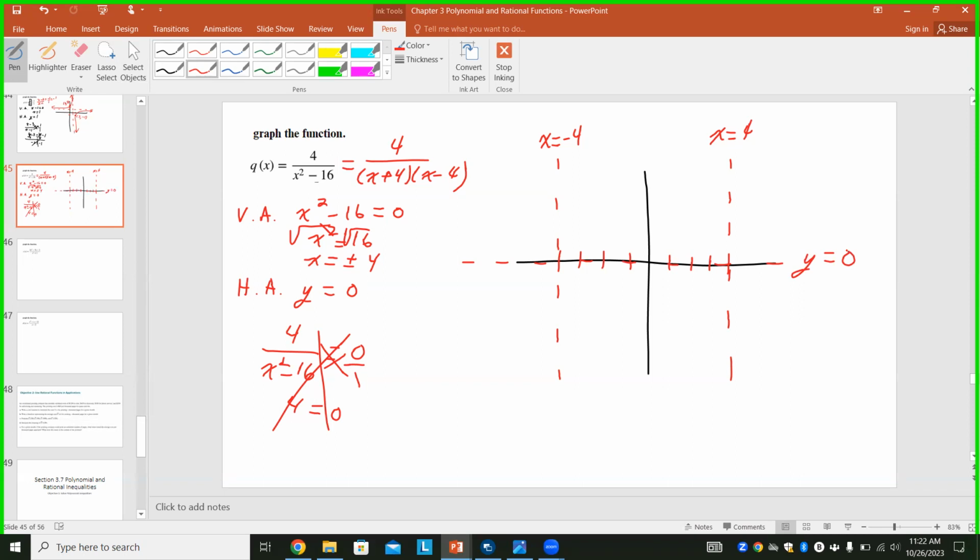Again, the easiest thing to do is choose a number on the left side of -4. So -5. -5 squared would be what? 25 minus 16. So I get 4/9. Is 4/9 going to be above or below that y equals 0? Above. So that means my branch looks like this. All I did was put -5 in to figure out if it was above or below 0.